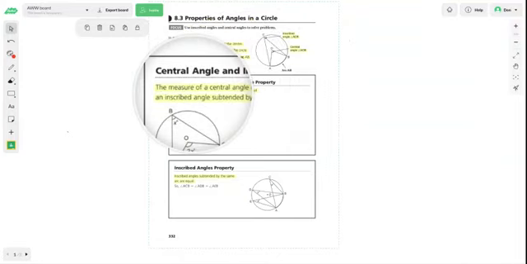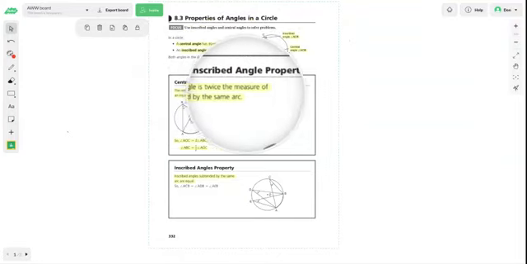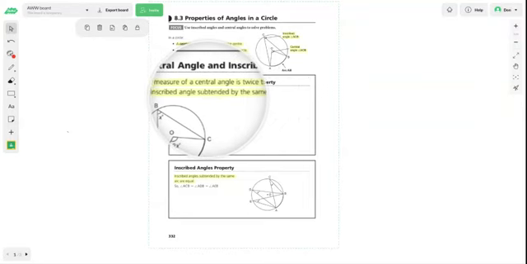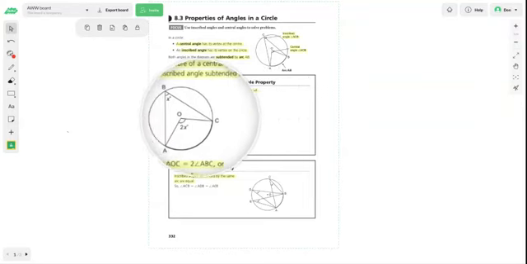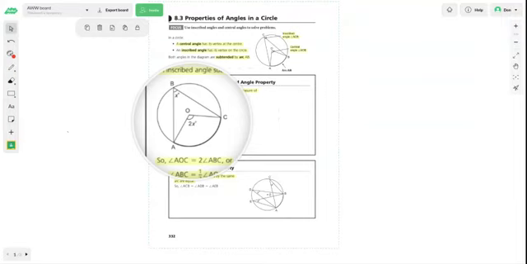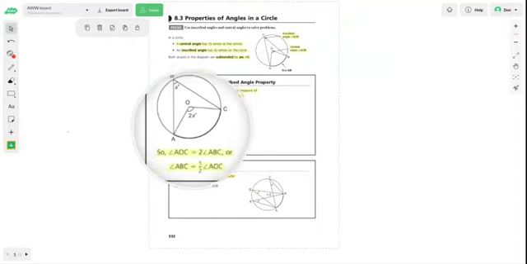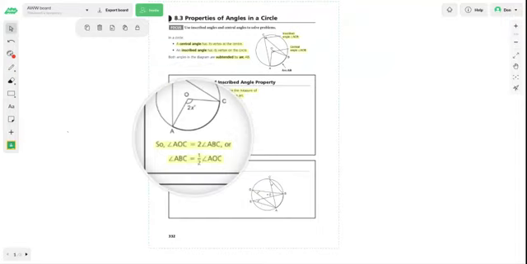Down here, we have the measure of a central angle is twice the measure of an inscribed angle subtended by the same arc. So that means in this diagram right here, we have angle AOC, which is 2 times the measurement of angle ABC, which is right here.